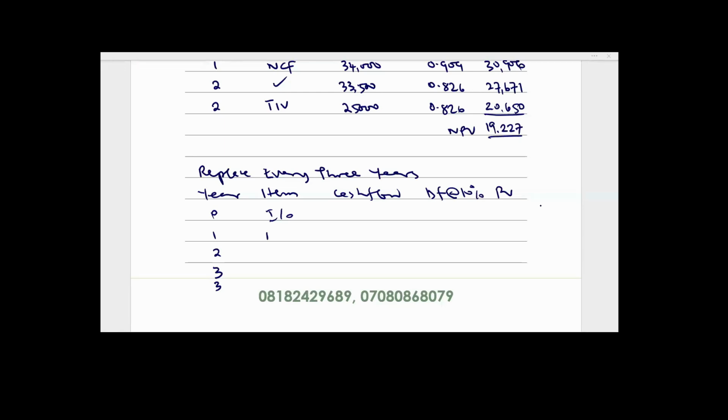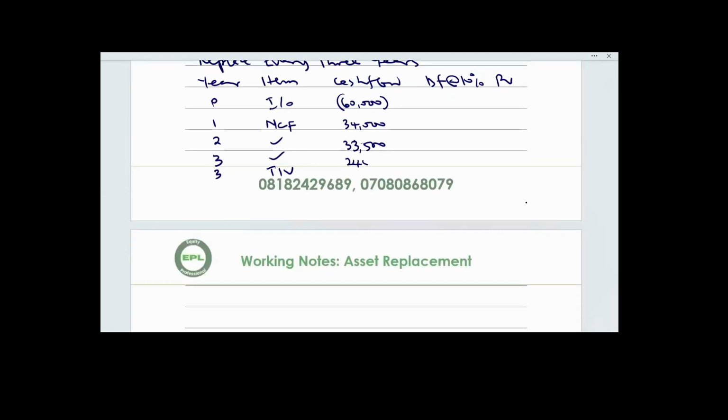So, net cash flow, net cash flow, net cash flow, then trading value. Initial outlay is 60,000. The net cash flow of year one is 34,000. Year two is 33,500. Then the net cash flow of year three is 24,500. Let me confirm. Yes, 24,500. Then the trading value of year three, we are told that it is 10,000 naira for a 3-year-old machine. So 3 years is 10,000 trading value.